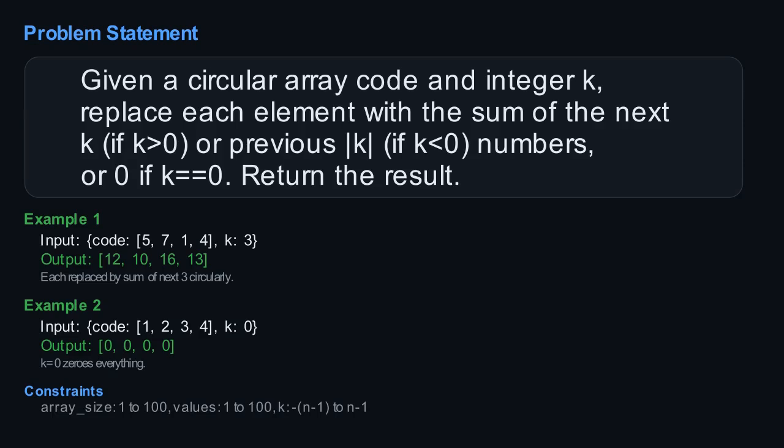If k is positive, we sum the next k elements. If k is negative, we sum the previous k elements. If k is 0, all elements become 0. Remember, the array is circular, meaning the last element is followed by the first and vice versa.